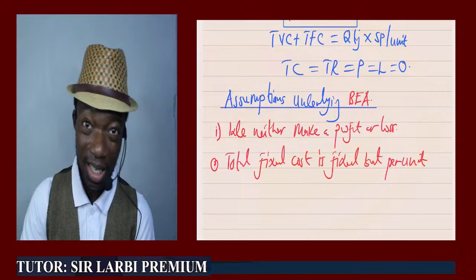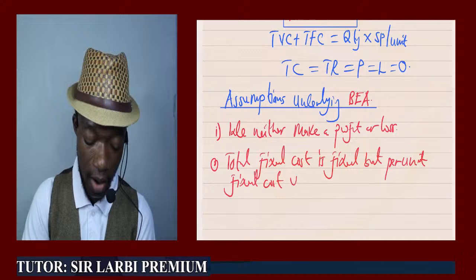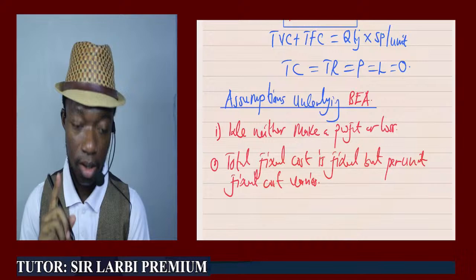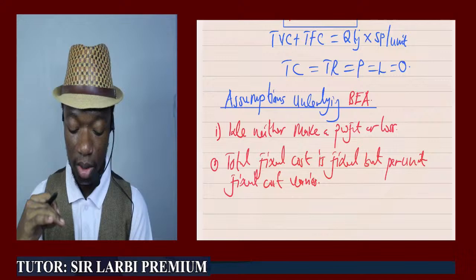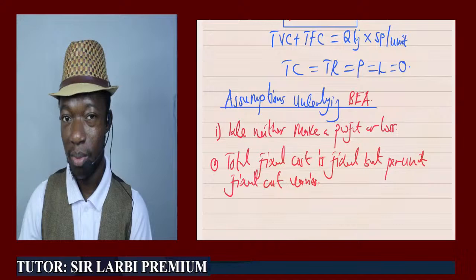Per unit fixed cost varies. So that is also an aspect of break-even. Per definition, we said total fixed costs are costs that remain constant irrespective of the level of output, right? That's what we said. So in that line, we can assume that our total fixed cost is supposed to be fixed, but per unit variable cost is supposed to vary. And we'll look at some of these things as we move along with the discussion.